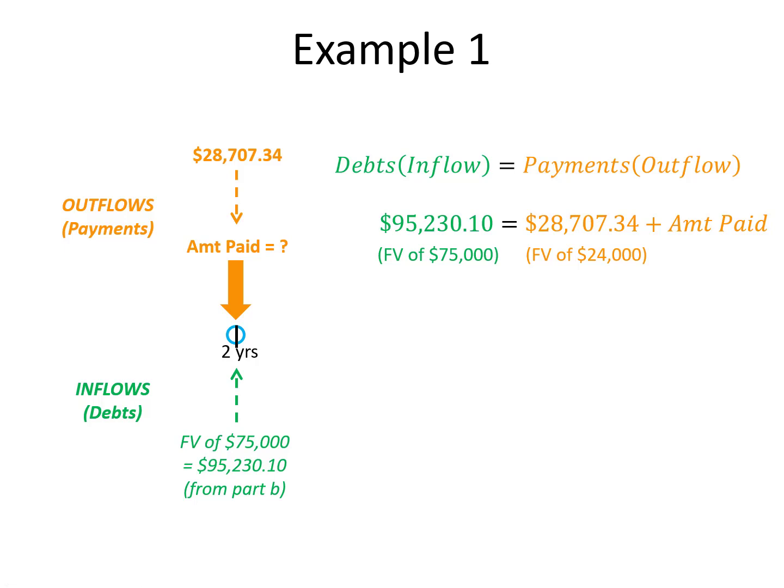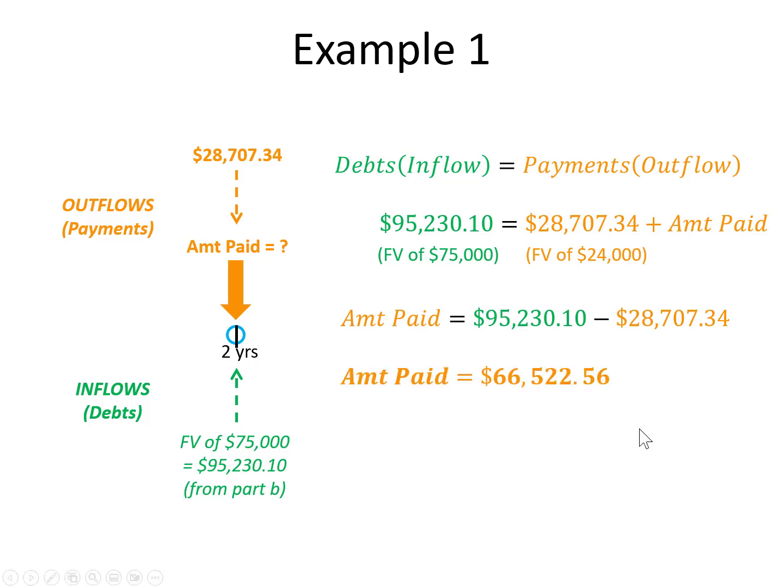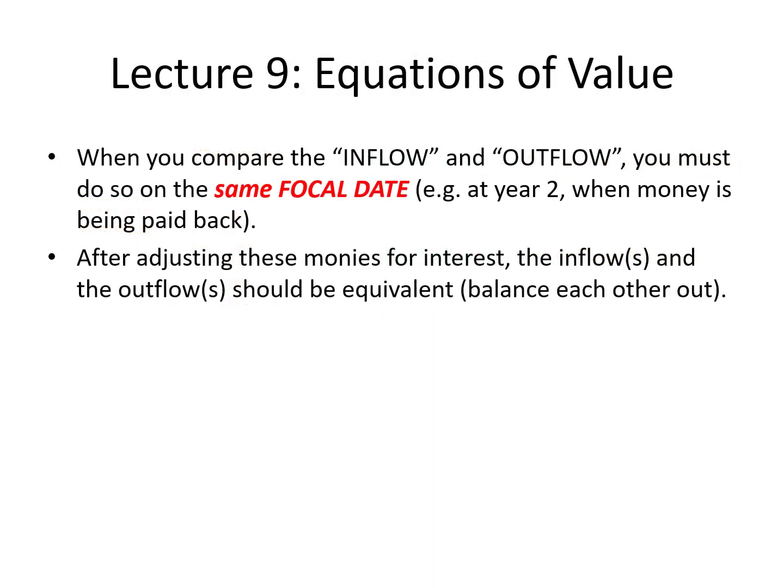And from here, I just do some algebra. So I'm going to subtract $28,707.34 from each side. And I get the amount paid is the difference between $95,230.10 and $28,707.34, which gives me $66,522.56 is the amount that would have to be paid at the 2-year mark. So this is how we handle equations of value.